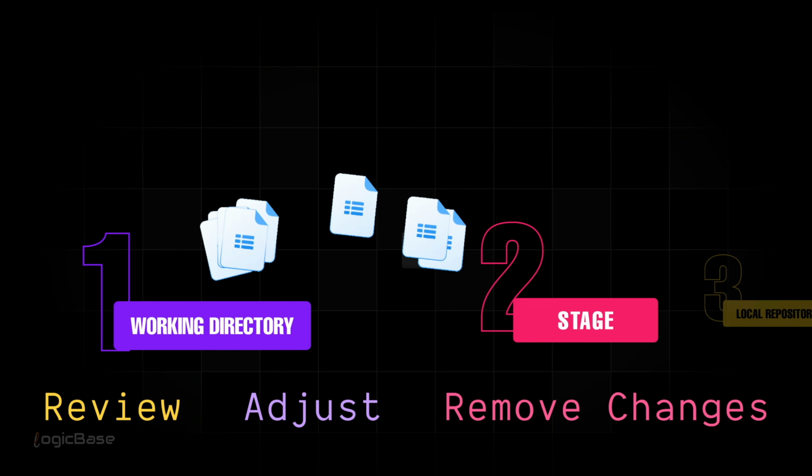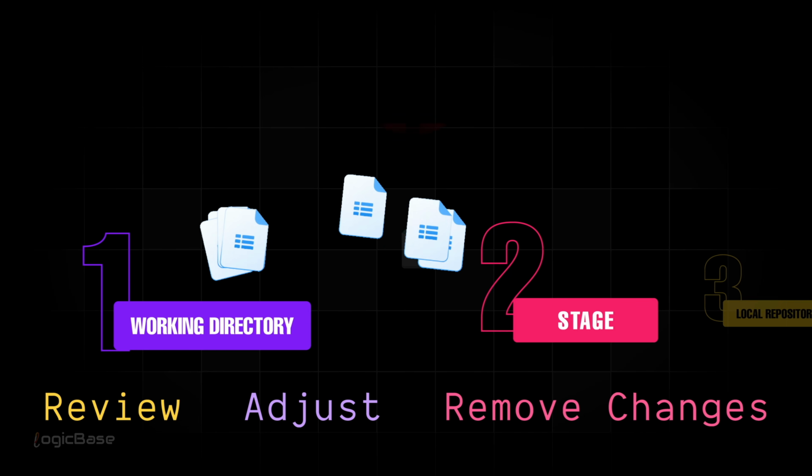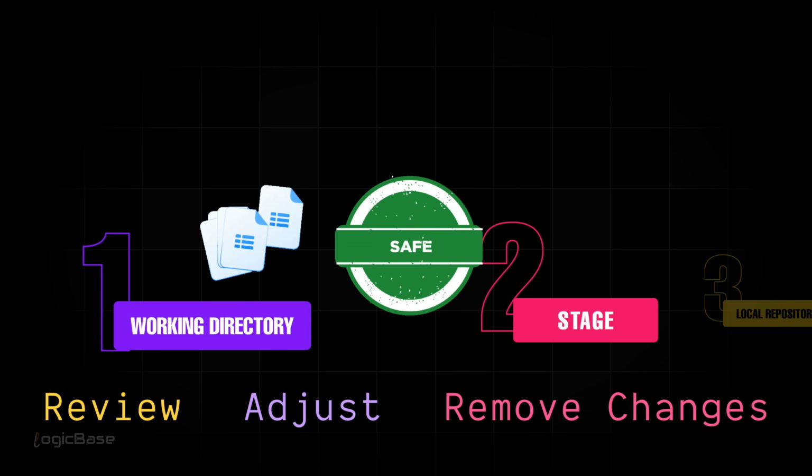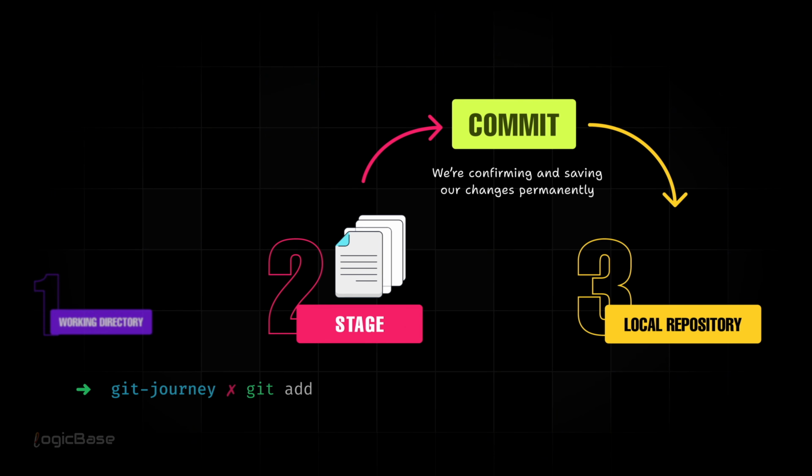We don't commit directly from the working directory because the staging area gives us a chance to verify everything before finalizing. When you finally commit, it means you are sure everything is correct. No more mistakes, and now the work can be saved permanently. That's why this process is called a commit. Now, let's see how to make a commit in practice.